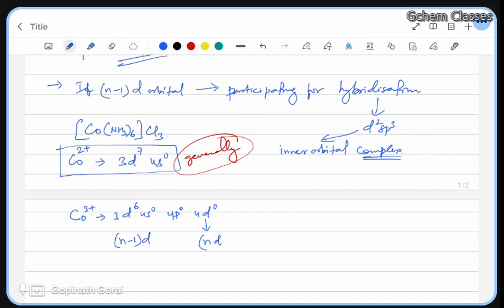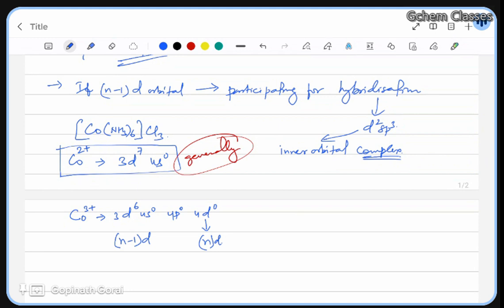Are you getting my point? What is the difference between n minus 1d and nd? Here you just see, the principal quantum number is 4. So n minus 1 means 3d, right? Because 4 minus 1. Now, if 3d is completely filled, you have to take 4d, meaning nd, for the hybridization or to fill up the electrons coming from outside. And if you need to fill up the electron in 4d, then it will be nd orbital, right?